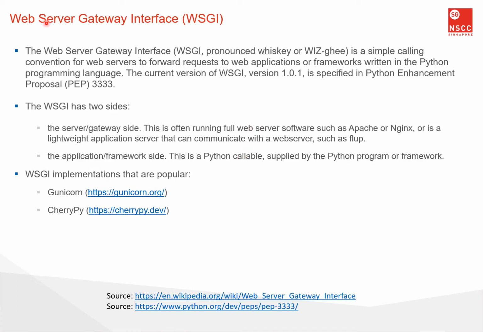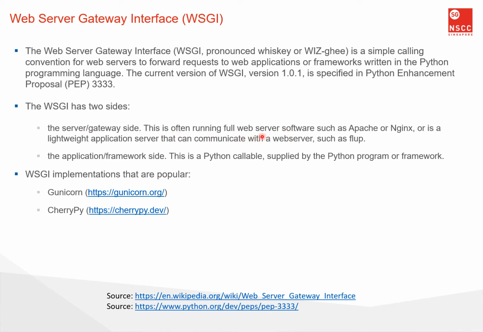So what is the WSGI, or Web Server Gateway Interface? Basically, this is a bridge. The Web Server Gateway Interface, or WSGI, is simply a calling convention for web servers to forward requests to web application frameworks written in the Python programming language. The current version of the WSGI is actually 1.0.1, and it's specified in the Python Enhancement Proposal PEP 3333. The WSGI has two sides. One is the server side, which is facing the web server.